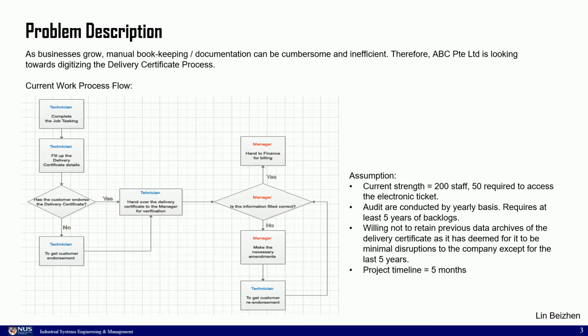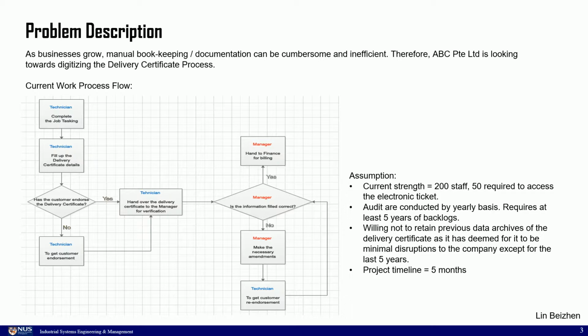ABC Private Limited is looking towards digitizing the delivery certificates process as the business is growing and manual bookkeeping and documentation is cumbersome and inefficient. The current workflow process chart shows that the technician completes a job, fills up a delivery certificate, and gets the customer to endorse on the DC. Once completed, the DC will be handed over to the manager, who verifies if the DC is filled up correctly before handing it to finance for billing purposes.